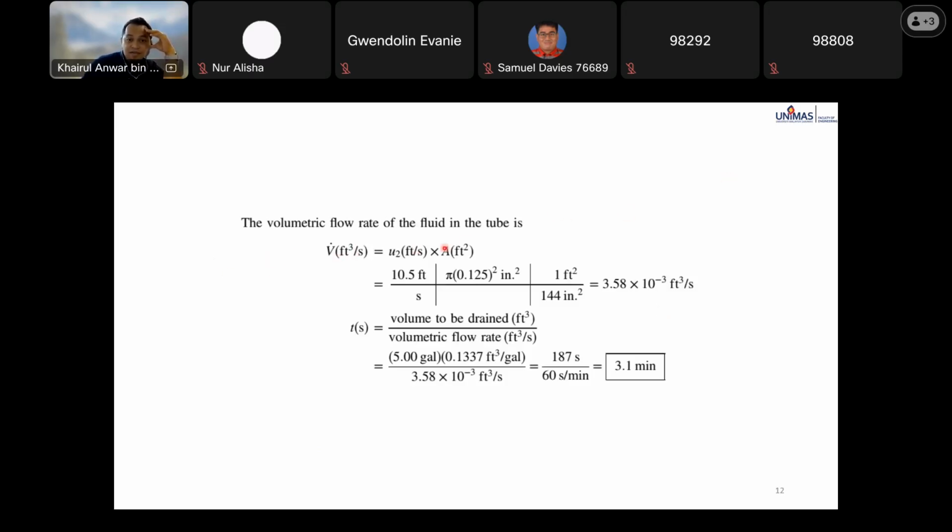The volumetric flow rate of the fluid in the tube is equation yang B equal to U times A. 10.5 times this A, we convert to feet per second. This is the volumetric flow rate here. So volume to be drained is 5 gallon. Change the convert the unit to feet cube. 3.1. Ini question.